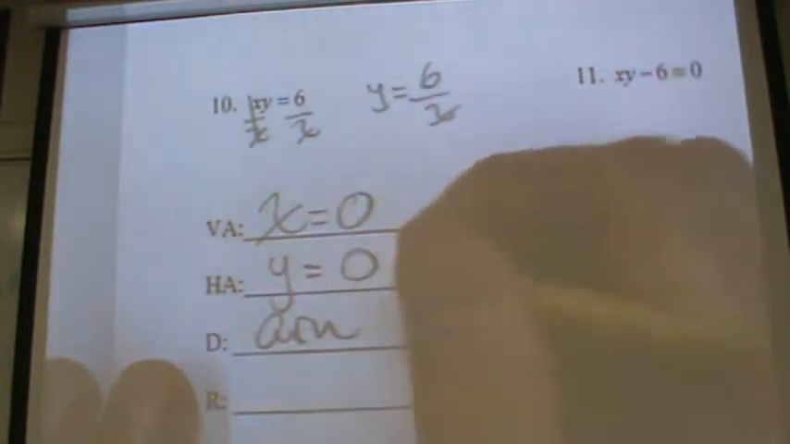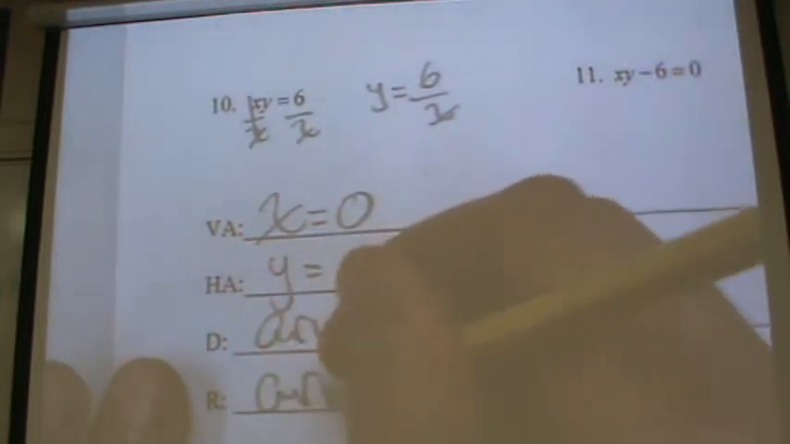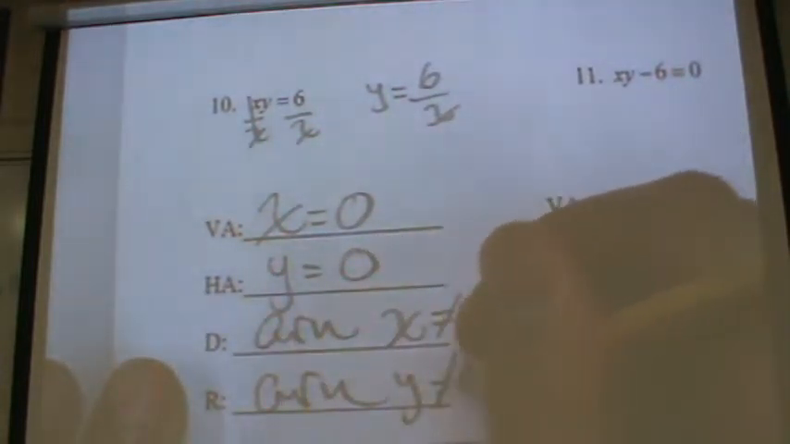Then for the next one, this one's a little simpler. All you have to do is just divide by x. y is equal to 6 over x, which actually is the same one as this one. This one you just have to solve more. But same as the others, x is going to equal 0. y, 0. All real numbers for your domain, x cannot equal 0. All real numbers for your range, y cannot equal 0.